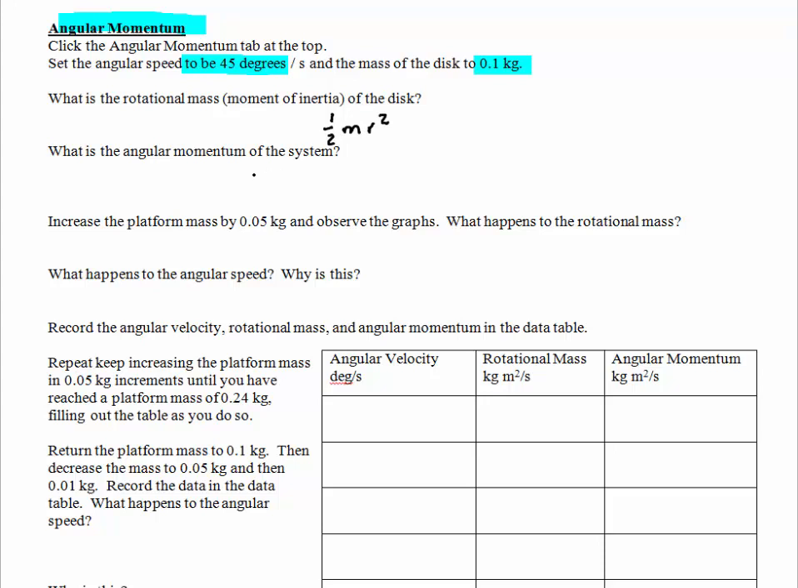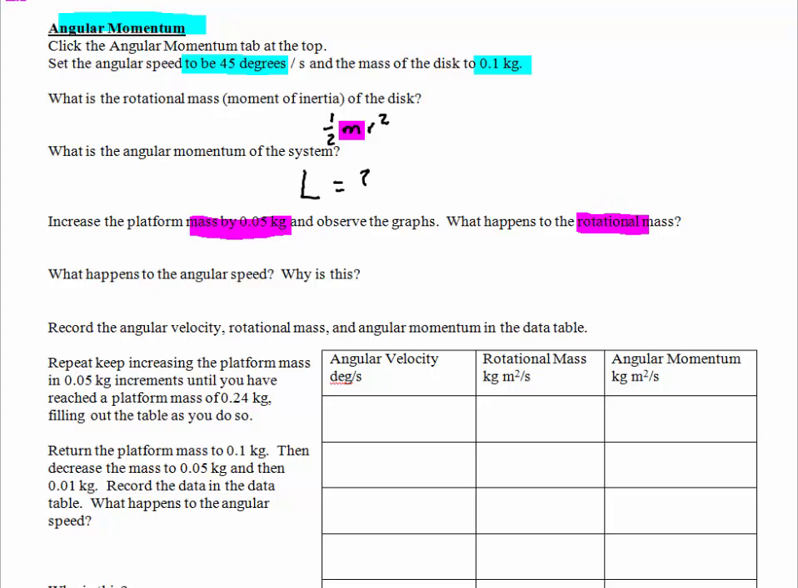And then I ask, what is the angular momentum of the system? One thing to keep in mind is that when you look at the lab, that's given by the symbol L equals question mark, and it'll be on the graph. I'll show you where these are in a little bit. Then I have you increase the mass of the platform. What you're doing is messing around with the mass of the disk, and the rotational mass is going to change correspondingly.